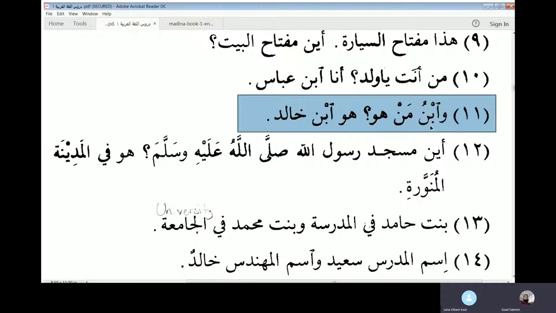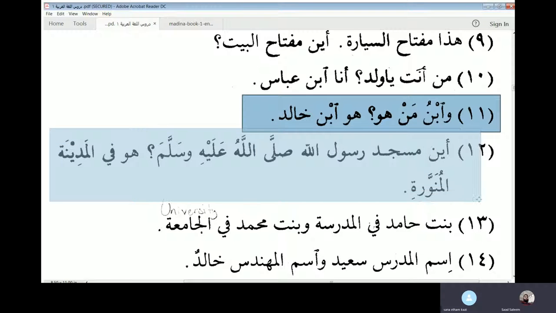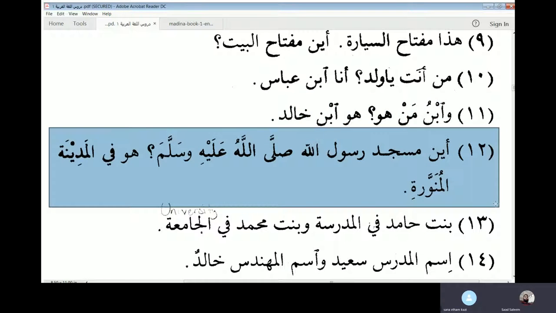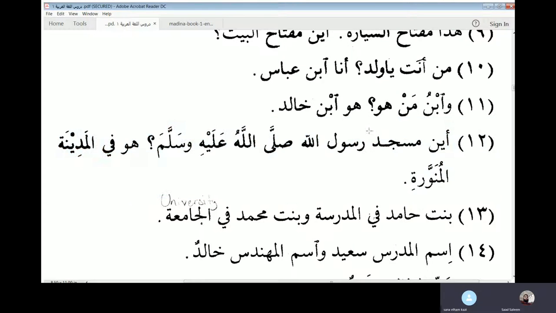Who is his son? And whose son is he? Huwa ibnu Khalidin. He is the son of Khalid. Aina masjidu Rasulullahi sallallahu alayhi wa sallam? Where is the masjid of Prophet sallallahu alayhi wa sallam? Huwa fil madinatil munawwarati. It is in the Medina Munawwara.